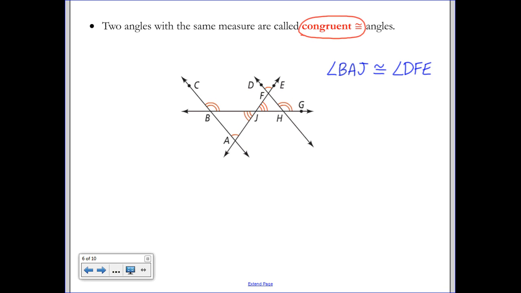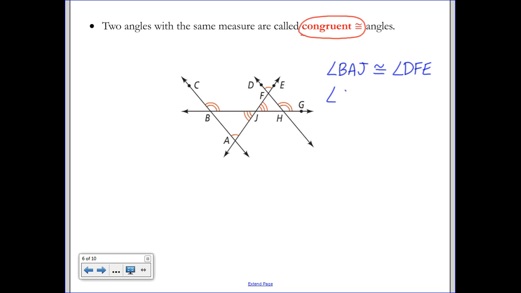And notice I'm using 3 letters when I name each angle. So when I say BAJ, I'm talking about the angle that is formed when I start from B, go to A, and then end at J. So the angle that's formed is at the center letter, the middle letter, or the vertex letter. So the angle at A. The reason I can't just call it A is because there's a bunch of angles right here at A. So you need to specify that you're talking about BAJ, so I know you mean the one up there on top, this angle right here. So that's congruent to DFE because those both have a single arc.